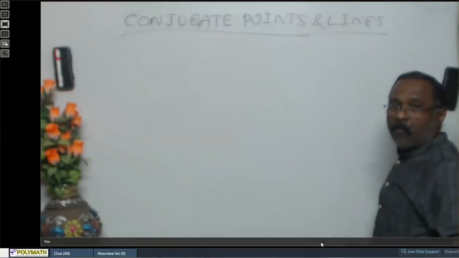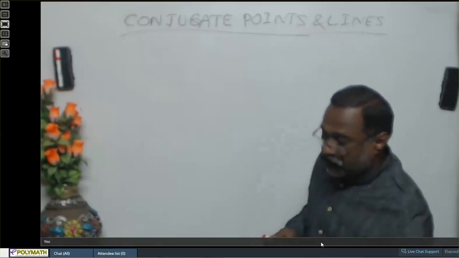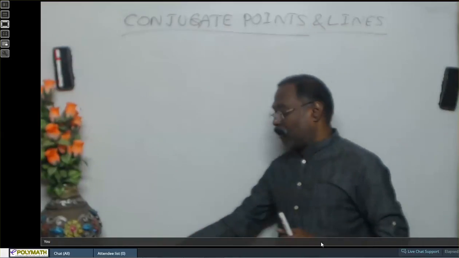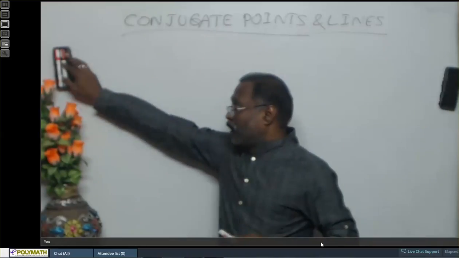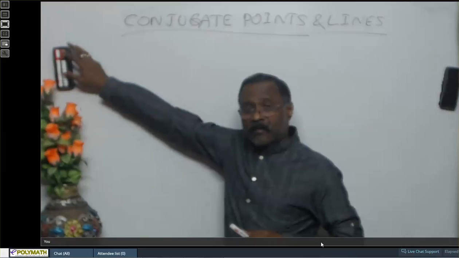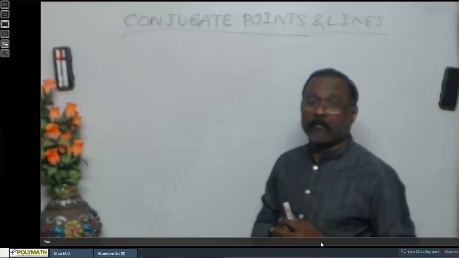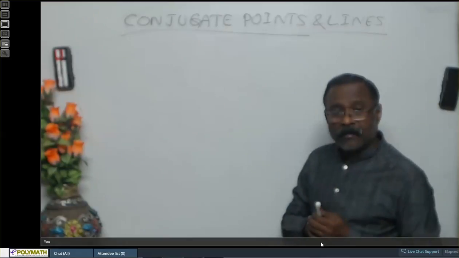What are the conjugate points? Two points are said to be conjugate if the polar of either passes through the other.